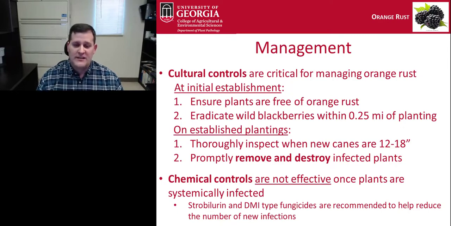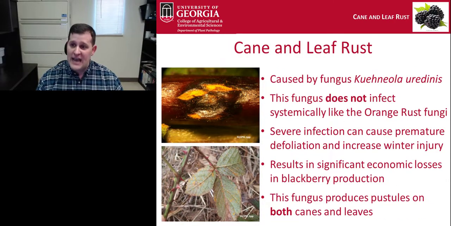Cane and leaf rust, as opposed to orange rust, shows pustules on both the leaves and the stems, or the canes. So you don't see pustules on the canes with orange rust. This fungus does not infect the plant systemically like orange rust, and as a result, fungicides generally have more efficacy, and you can reduce or eliminate new infections with this. And the same plant can be saved, is what I mean.